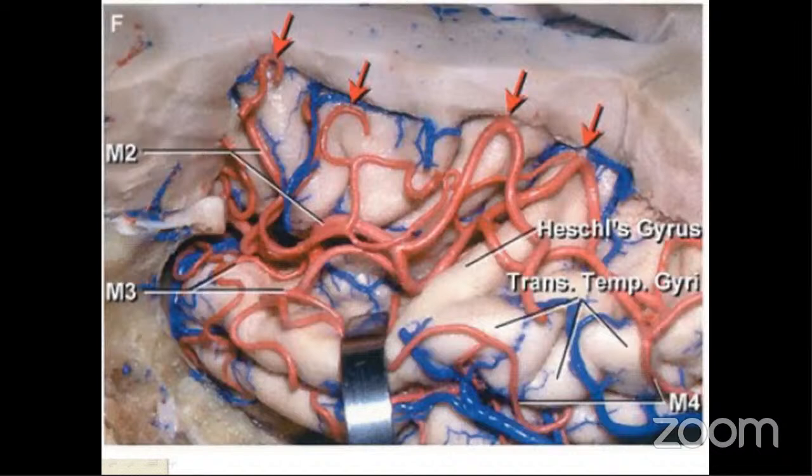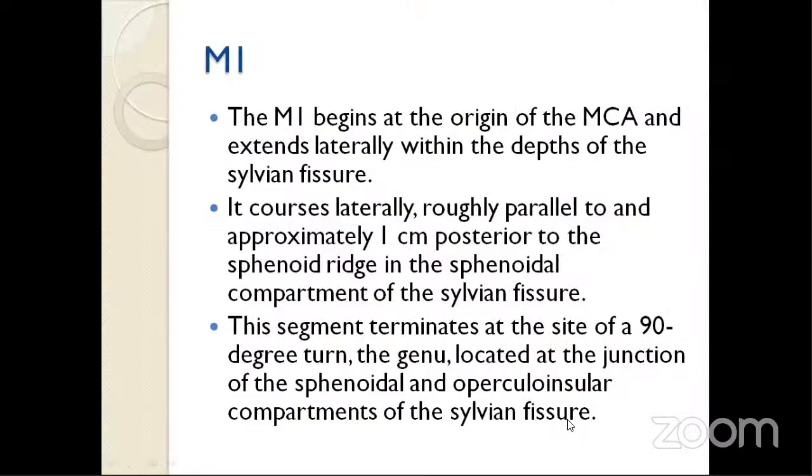This is further dissection and retraction, we can now see the M3 segment. The vessels are on the temporal surface. The M3 vessels are on the temporal surface, and these are the M2 vessels, and M4 are on the cortical surface of brain. So now briefly discussing about the M1 segment.